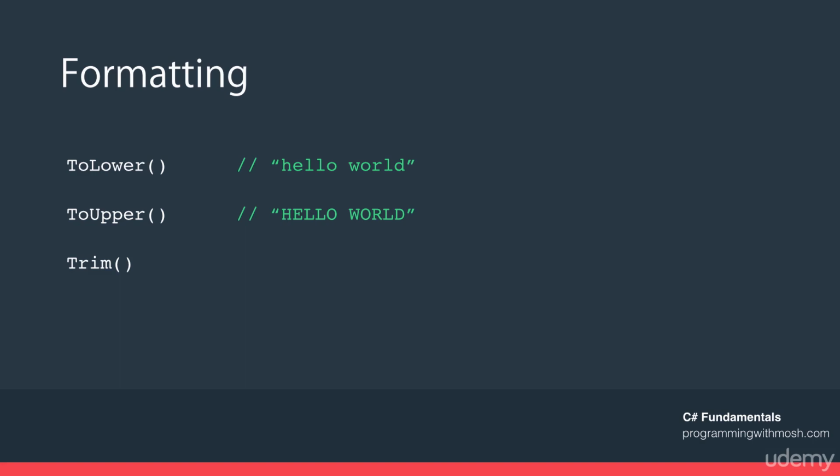In terms of formatting your string, you can use toLower to convert all characters to lowercase, or you can use toUpper for converting that to uppercase. Trim is a useful method which gets rid of the white spaces around a string. And this is important when you capture user inputs in web forms or Windows forms.